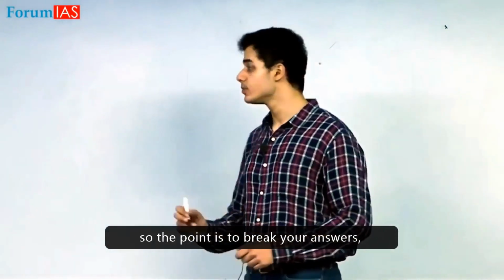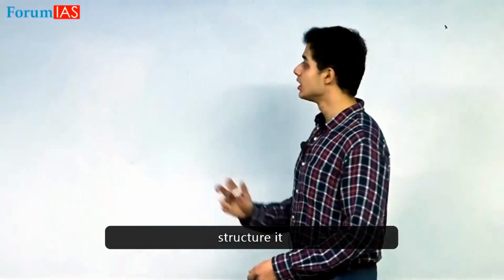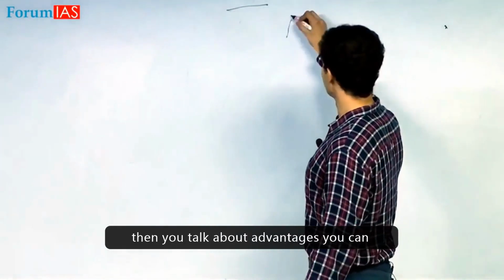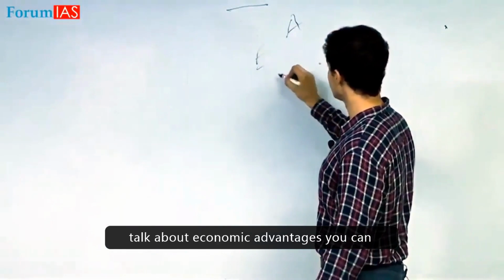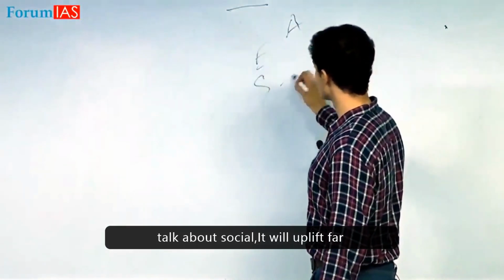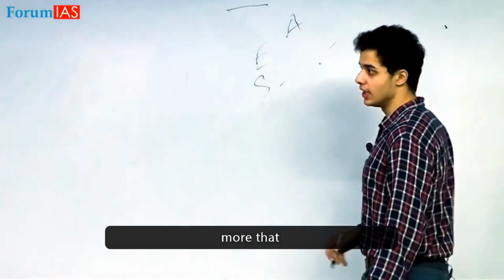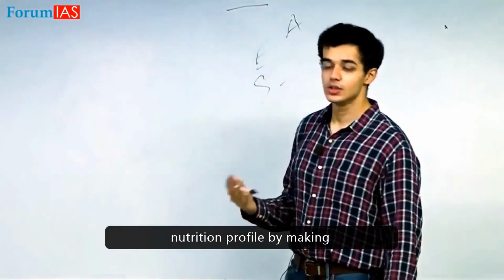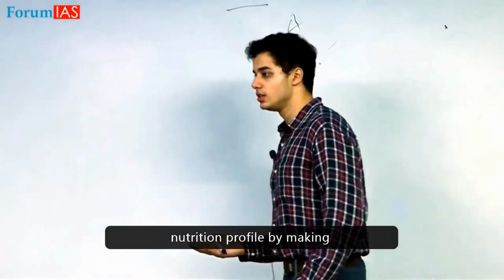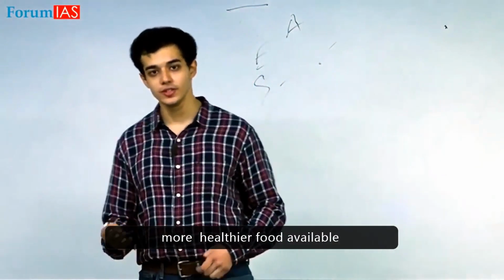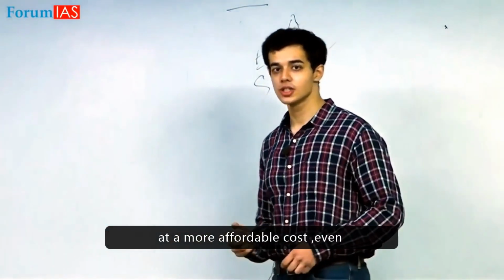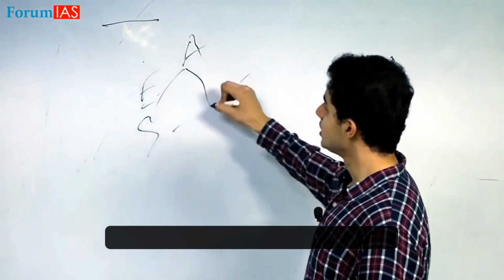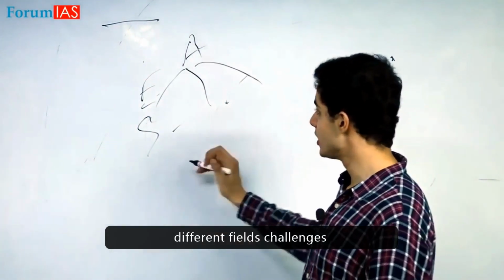So the point is, break your answer, structure it like an introduction. Then you talk about advantages. You can talk about economic advantages. You can talk about social. It will uplift farmers. It can be used in let's say improving the nutrition profile by making healthier food available at a more affordable cost. यहाँ भी even within subheadings you can have different fields. Advantages may be different fields.